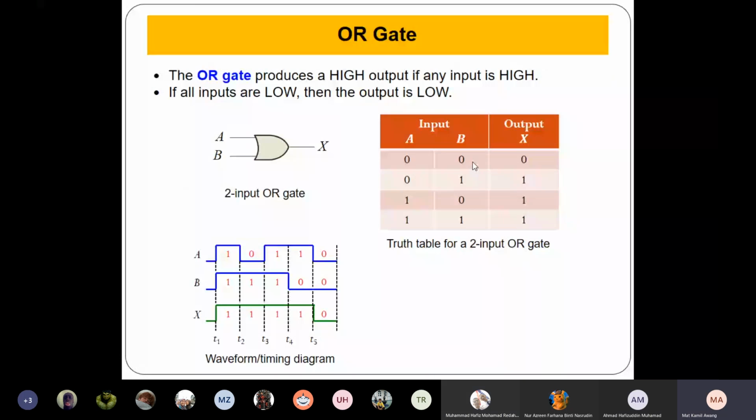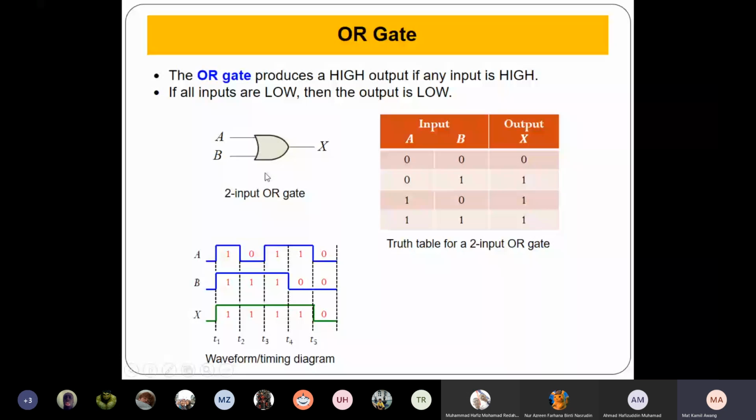Now, the third gate is the OR gate. The OR gate produces a high output if any input is high. If all inputs are low, then the output is low. So this looks like what? This looks like an AND, right? 0 and 0 is 0. So if anyone is 1, the output is 1. When both are 1, it is 1.